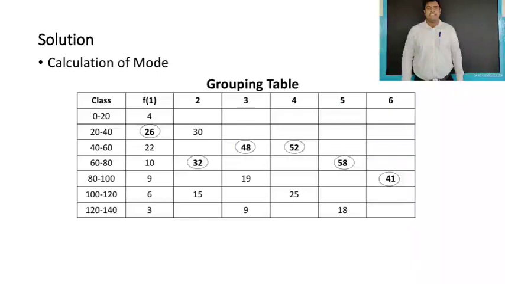Coming to the fourth table, it is the grouping of frequencies in threes starting from the first. 4 plus 26 plus 22, I get 52; 10, 9 and 6, I get 25. Coming to the fifth column, it is the grouping of frequencies in threes leaving the first frequency. So 26, 22, 10, I get 58; 9, 6, 3, I get 18.